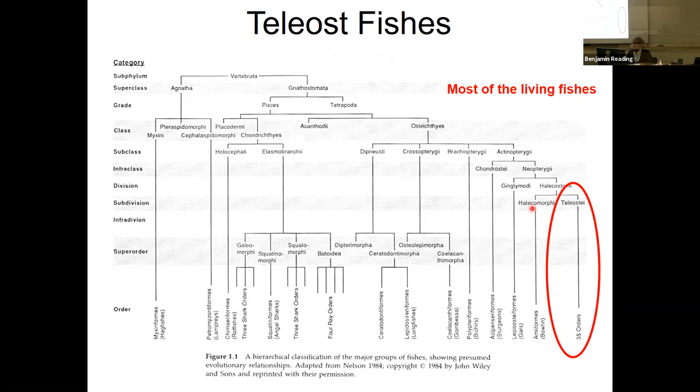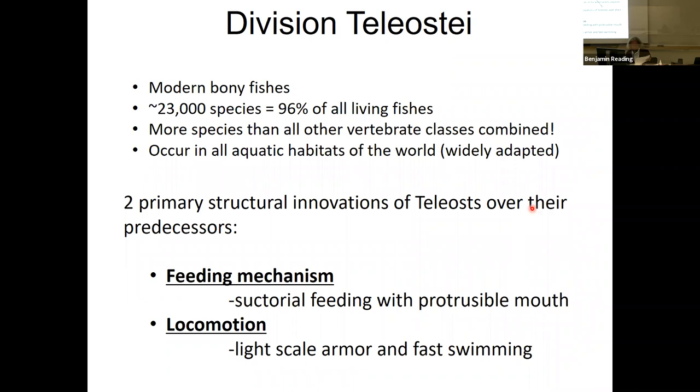So when we talk about the teleosts on Thursday, these are the primary considerations. The first is this. They're what we call modern bony fishes. We were talking about Osteichthyes at the beginning of the class: oste, bone, ich, fish. The teleosts are modern bony fishes, so not these relics that have been around for 200-something million years, but more recent stuff. There are 23,000 species. 96% of all living fishes are teleosts. That's why I said, if I gave you a random fish and asked what division it is, and you just guessed teleost, it probably is right. There are more species of teleosts than all other vertebrate classes combined.